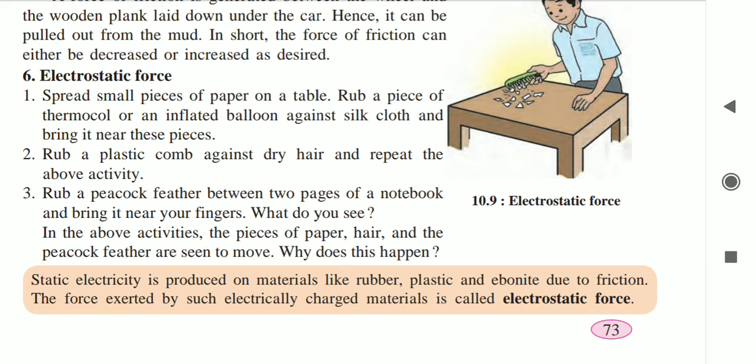Rub a plastic comb against dry hair and repeat the above activity. Rub a peacock feather between two pages of a notebook and bring it near your finger. What do you see? In the above activities, the pieces of paper, hair, and the peacock feather are seen to move. Why does this happen? Static electricity is produced on materials like rubber, plastic, and ebonite due to friction. The force exerted by such electrically charged material is called electrostatic force.